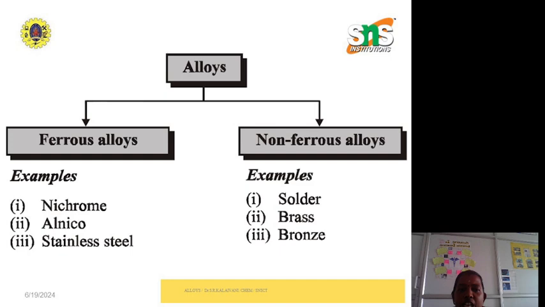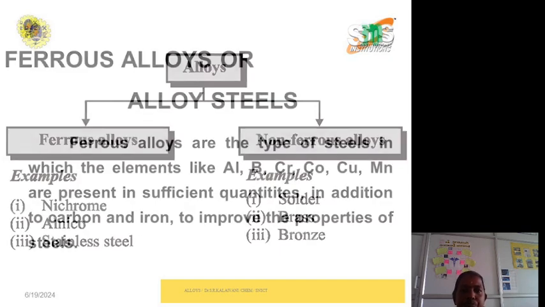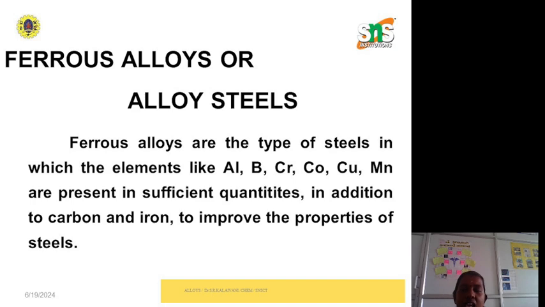Ferrous alloys, for example nichrome, alnico, stainless steel. Non-ferrous alloys, for example solder, brass, bronze. So nichrome means a nickel chromium combination, alnico means an aluminium nickel cobalt combination, stainless steel a chromium combination. Then brass and bronze are copper combined with zinc and tin metals. Then ferrous alloys or alloy steel. Ferrous alloys are the type of steels in which elements like aluminium, boron, chromium, cobalt, copper, manganese are present in sufficient quantities in addition to carbon and iron to improve the properties of steel.